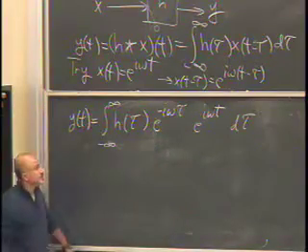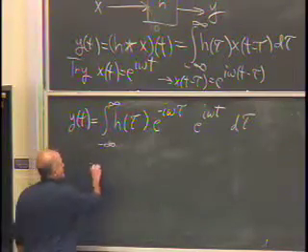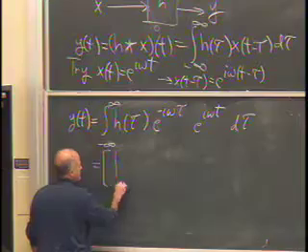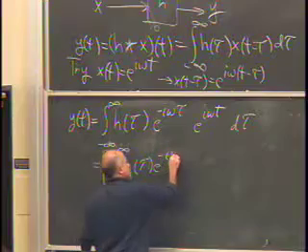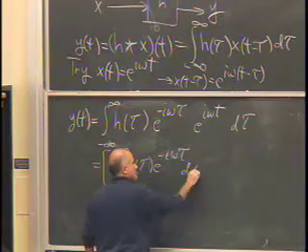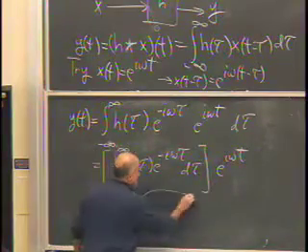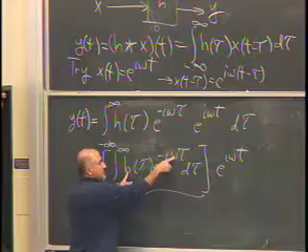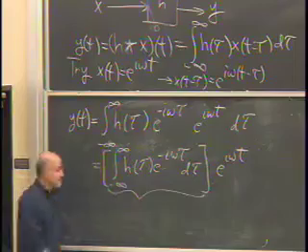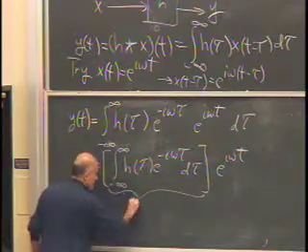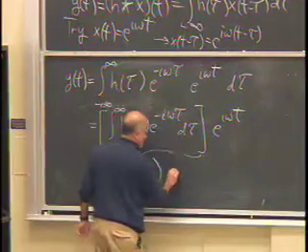Okay? What can I do to this complex exponential term? Take it outside the integral, because the integral is over tau. So I have h of tau, e to the minus I omega tau, d tau, this whole thing times e to the I omega t. I have this integrand, which is a function of tau and omega, and I'm integrating over tau. What am I going to be left with? A function of omega. I call that capital H of omega, and that's the frequency response of the filter.